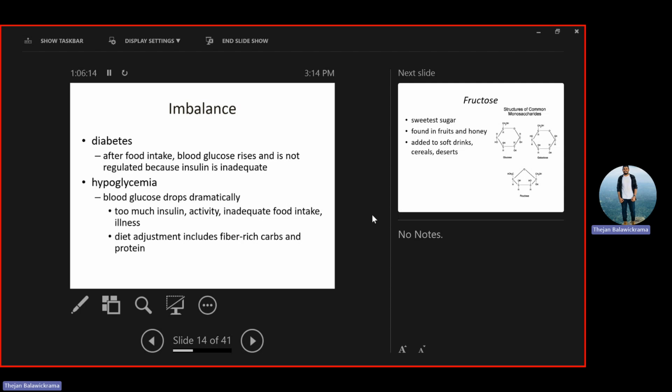You might have heard about this health situation, where there's a lack of glucose and the patient knows that the glucose level goes down.